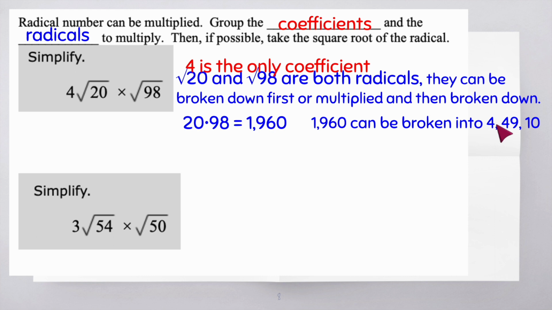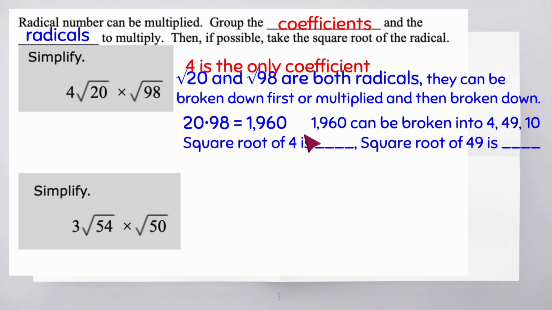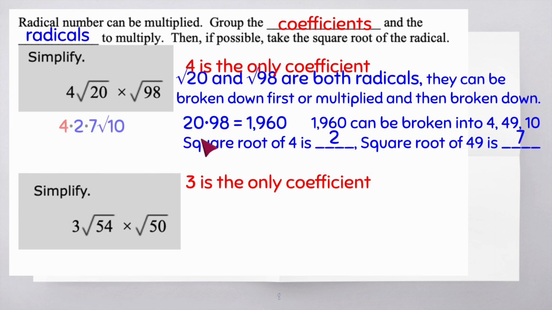So this can be broken into 4, 49, and 10. I picked numbers, again, 4 and 49. Those are squares. So if you have your squares memorized, this is going to make this much easier. Okay. 10 is not a square. It's going to be a remainder, left over. So the square root of 4 is 2. And the square root of 49 is 7.